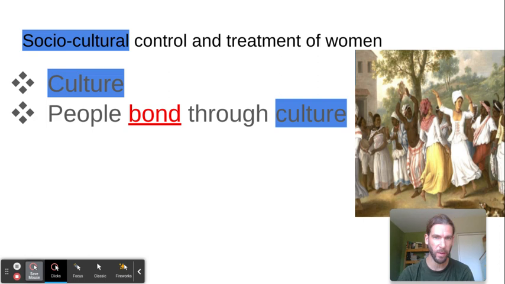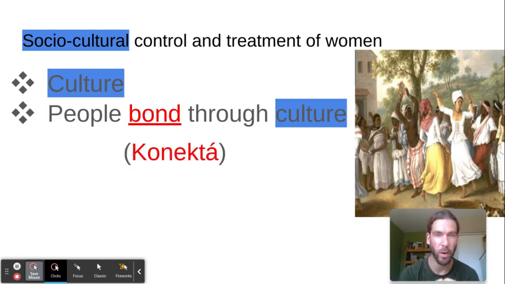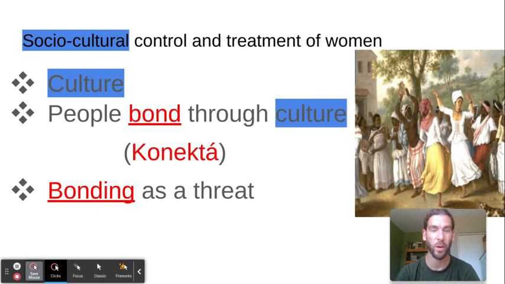Culture is everything that people do within society. So singing, dancing, creating music, creating a style of clothing, creating their own language, creating their own cuisine. And why do people do this? People bond through culture. Bonding means they connect with each other through culture. Yes, in Papiamento it is connecting with other people. So people connect, they bond through culture.